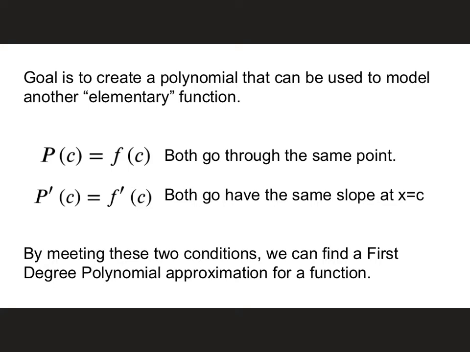What we'll say is the p of c, that's the polynomial function, is going to be the same as f of c, that's the elementary function. So they'll go through the same point. And p prime of c and f prime of c will be the same, meaning that they will both have the same slope at this mystery point. By meeting these two conditions, we found a first-degree polynomial approximation for a function. Now understand, it's going to be tough to find a polynomial that is exactly the same as this elementary function. But that's not the point. The point is to get something that's really close, not necessarily exact. Let me show you what I'm talking about here.